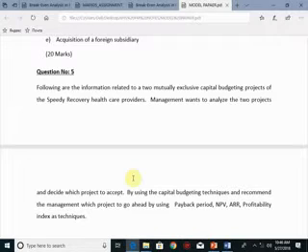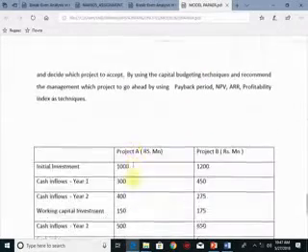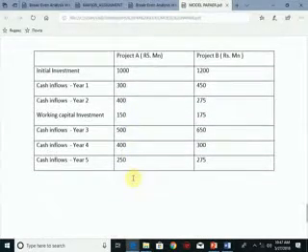Management wants to analyze two projects and decide which one to accept. Now they have 2 or 3 projects, but the management doesn't have funds to invest in all of them. Funds are limited. Sources of finance are not available. By using the capital budgeting techniques, recommend to the management which project to go ahead with, by using payback, NPV, whatever the techniques. Now they are giving the information about project A and project B in million.